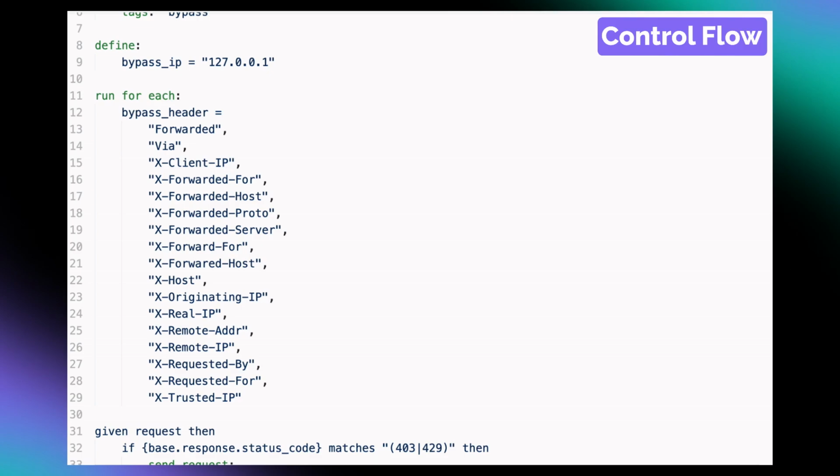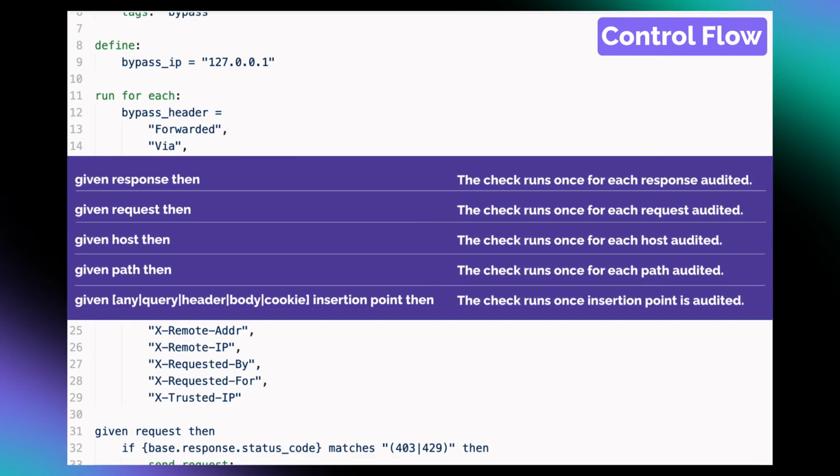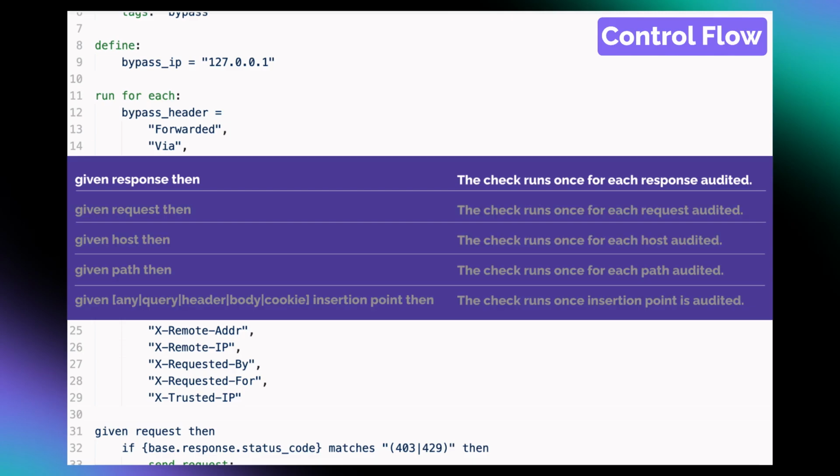Now, we need to instruct the scanner when it should run our check. As mentioned before, each BCheck must have a single given-then statement, containing one of the following keywords. You would probably guess that we will use a given response then keyword, but not exactly. We will not use given response then, as it is meant only for passive checks, and it will not allow us to send the request in an attempt to bypass the restriction. Instead, we will choose the given request then keyword to audit the base response when the request is sent.